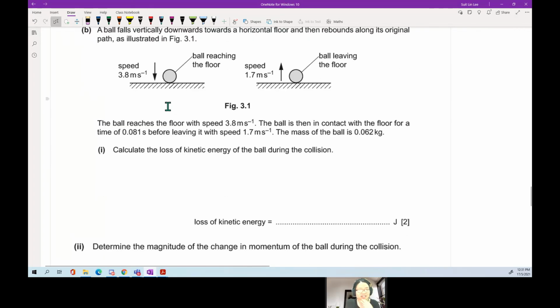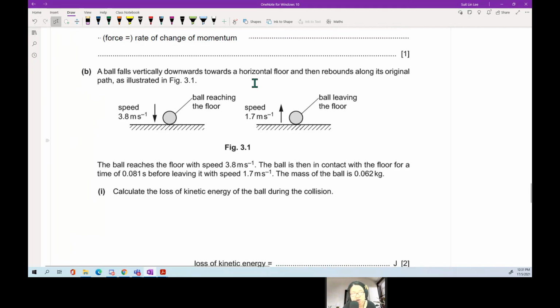Okay, a ball falls vertically. So this is our classic collision question. It's going to rebound, collide with the floor, collide with the wall, collide with the ceiling. Which is what sometimes I feel like doing when you are in quarantine for too long and cannot go out. Okay, so the ball reaches the floor at 3.8 meter per second, in contact, oh, there's a contact time, before leaving at the speed of 1.7. So the ball is going to touch the ground and then compress and then leave the ground. Hopefully you have watched the slow motion video.